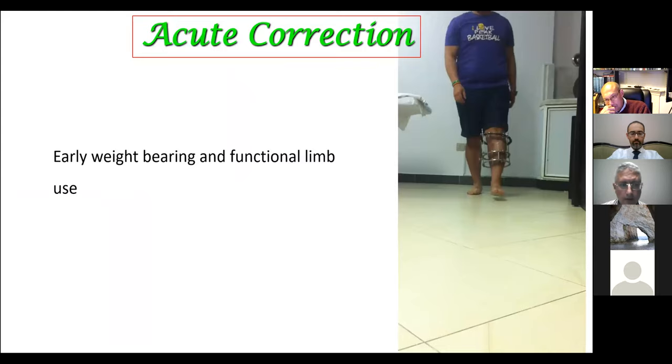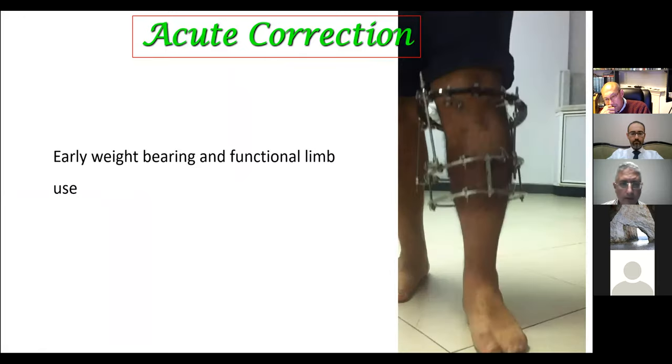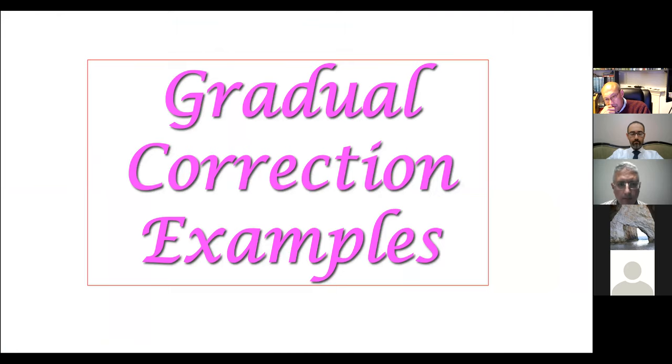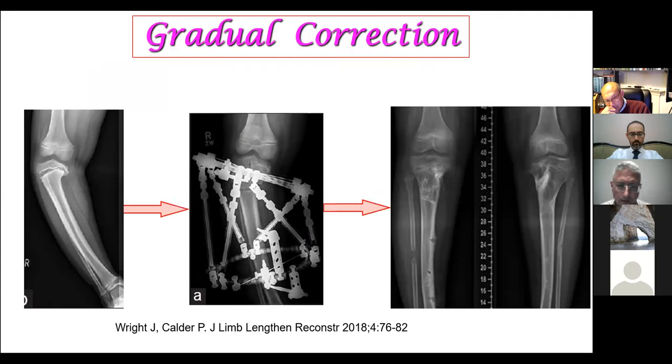Early weight-bearing and functional use is one of the advantages of circular frames, irrespective of the weight of the patient, as we see here. Gradual correction examples: there are several reports of monoplanar fixators like this for correction of gradual varus. Of course, software-based programs like the Taylor Spatial Frame are very nice and very easy to apply. However, when we talk about the current socioeconomic factors and the financial burden on the patient, this is a very limiting factor in our country. However, we are all happy.